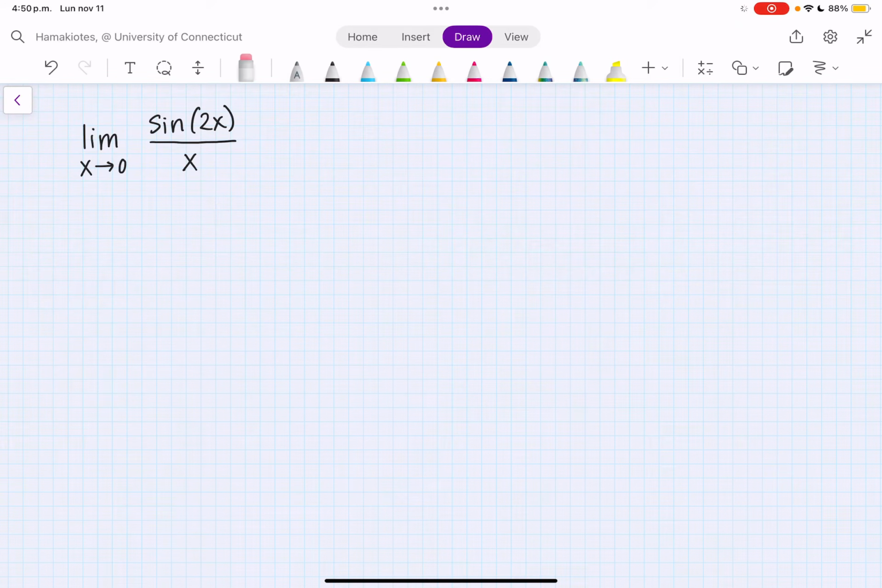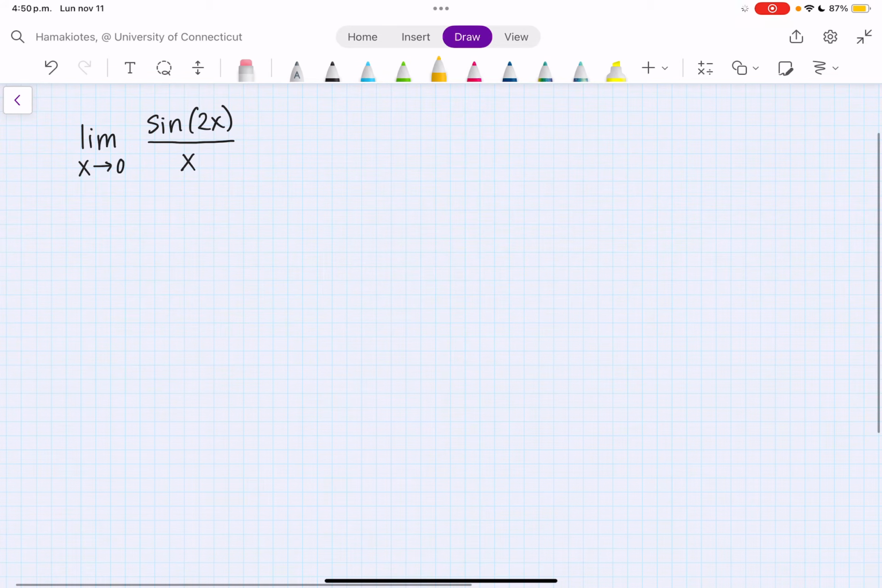In this video, we are going to compute the limit as x approaches 0 of sine of 2x over x. So first, I see that there's a 2x in sine, but only an x in the denominator, so I'm not sure how to do any sort of substitution. So first, what I'll do is multiply the numerator and denominator by 2.